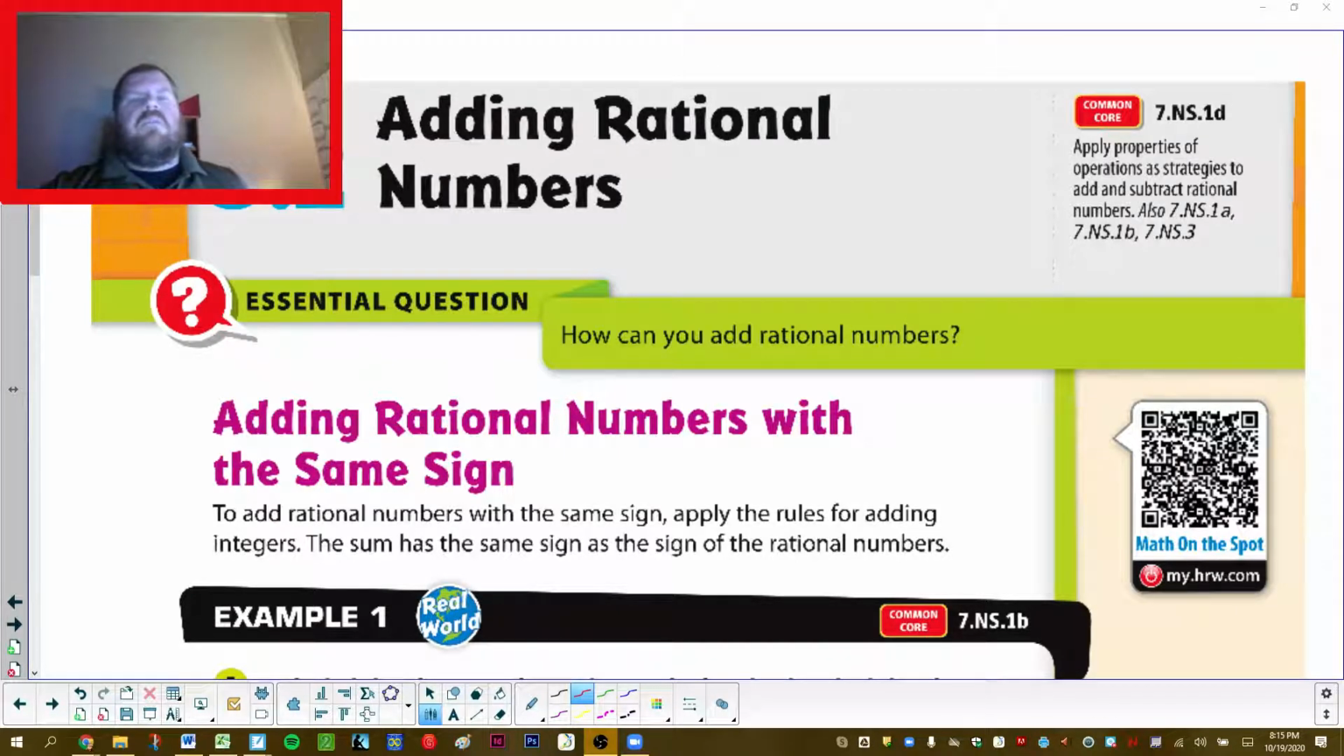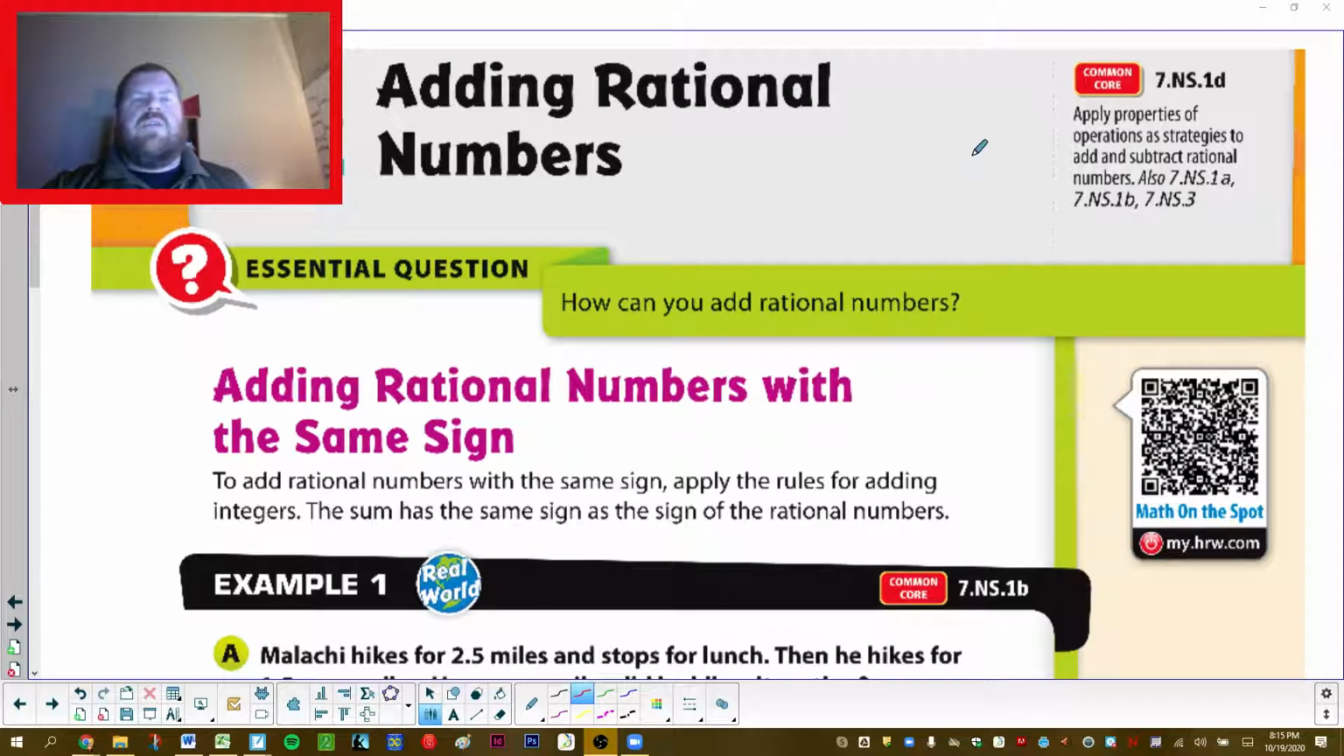If you remember back in Module 1 days, when we were talking about adding and subtracting whole numbers or integers, we had 1.1 that was adding integers with the same sign, and then 1.2 that was adding with different signs. We're combining that today, and we're going to talk about rational numbers adding with the same sign and different signs with some other things sprinkled in. So we've got a lot to do today. Let's go ahead and get started.